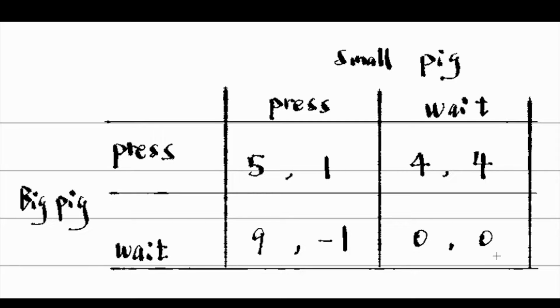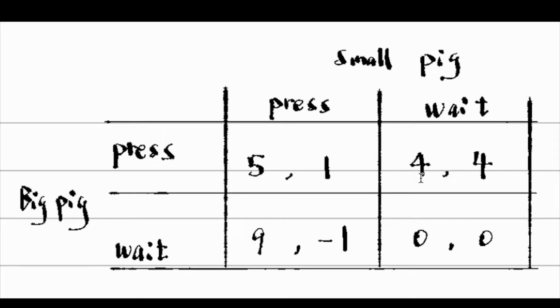If the big pig decides to press the panel and the small pig chooses to wait, the small one has 4 units of utility. The big pig eats 6 units of utility, but it costs her 2 units of utility to press the panel, so the big pig's payoff is 6 minus 2 equals 4 units of utility.